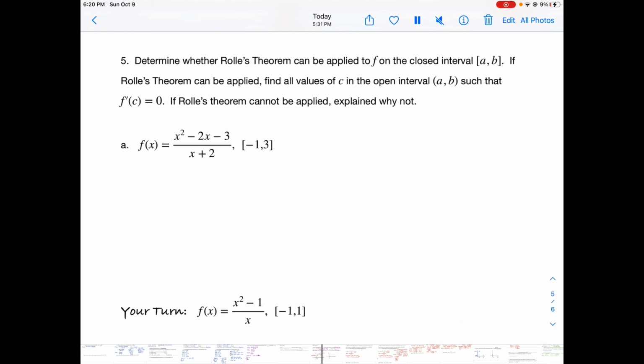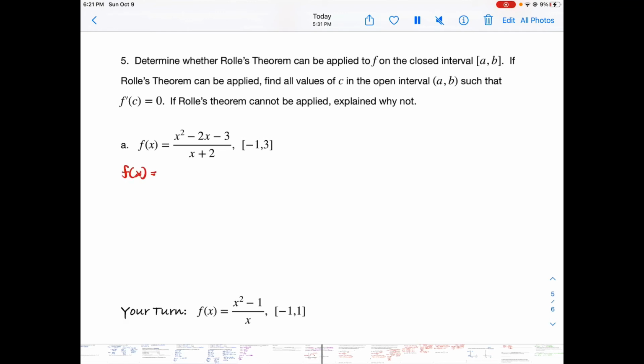So let's see how we can apply Rolle's theorem. So we're going to determine whether Rolle's theorem applies to the given function. So remember our three conditions for Rolle's theorem: it must be continuous, it must be differentiable, and the function values at the endpoints must be the same. And if Rolle's theorem does apply, we're going to find our actual c value on that interval where the derivative is equal to 0.